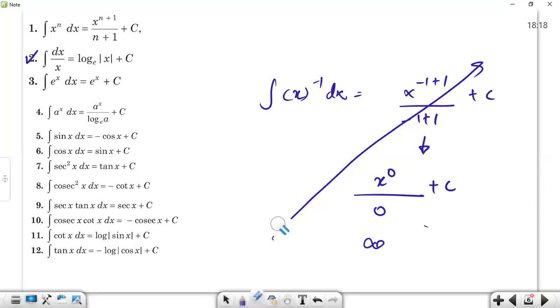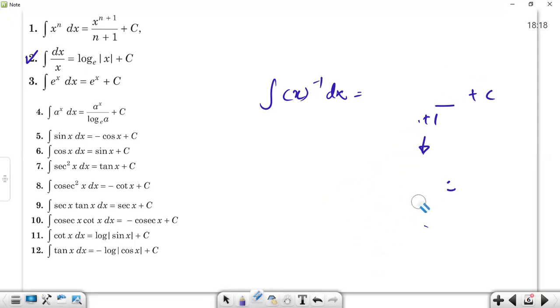Otherwise, we can also prove it by taking the reverse case, that whenever we differentiate the logarithm function, logarithm of x, then the derivative will come out as 1 by x, right?